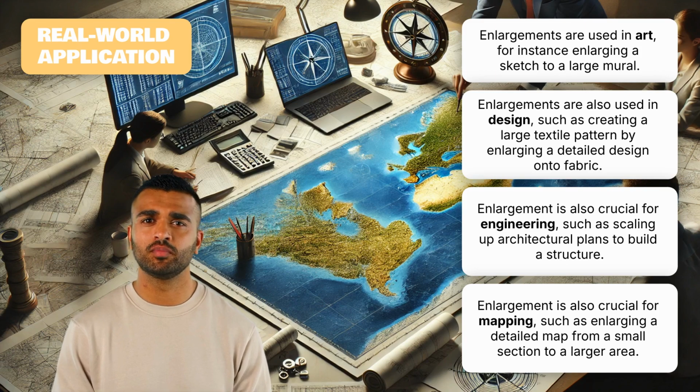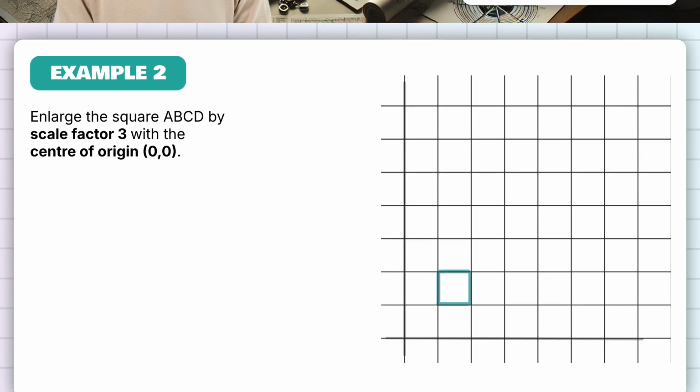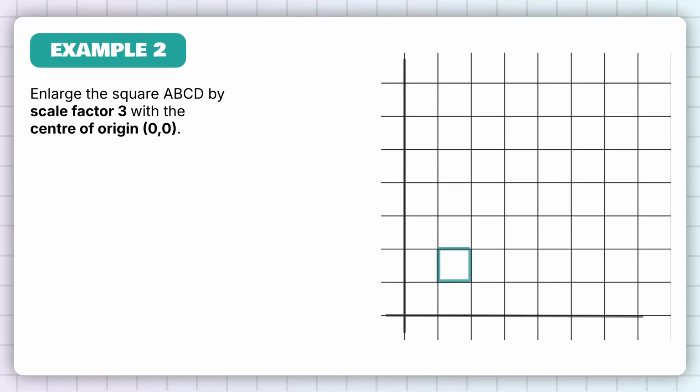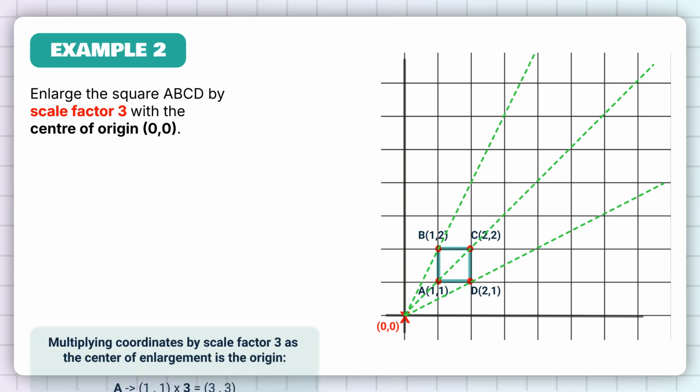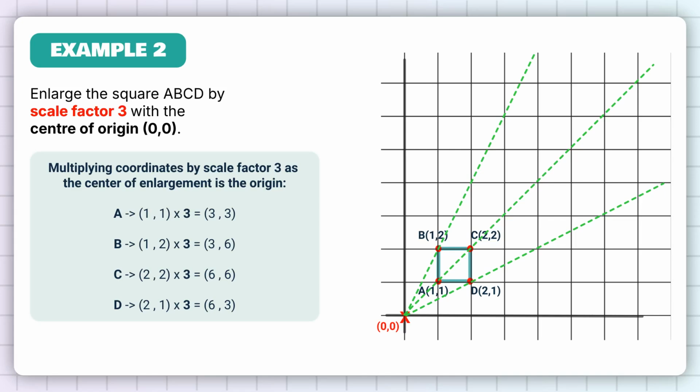We'll now move on to some more examples. Example 2. Let's consider a square with vertices at 1, 1, 1, 2, 2, 2, and 2, 1, and we want to enlarge it by a scale factor of 3, with the center of enlargement at the origin 0, 0. Since we are enlarging about the origin, we can just multiply the coordinates by the scale factor, 3.